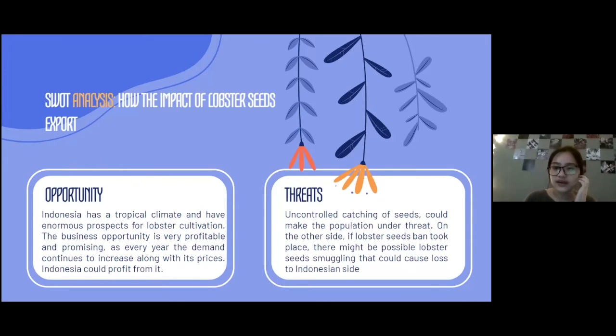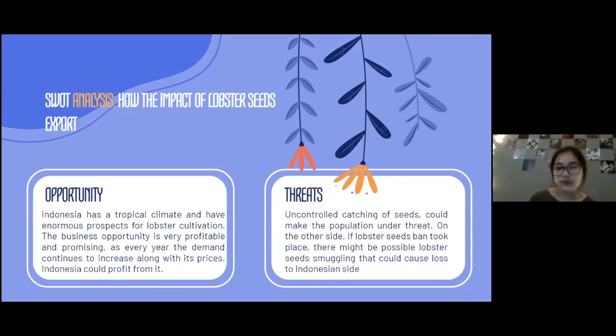KKP Cultivation Fisheries Director General Slamet Subjakto also mentioned that if we could cultivate 50% of the seeds scattered in nature, then Indonesia could gain profits of around 144.6 trillion rupiah per year. But this will only be realized if we can cultivate 50% of the potential of lobster seeds in Indonesian seas.